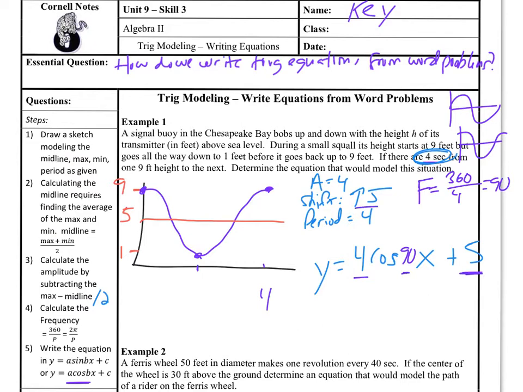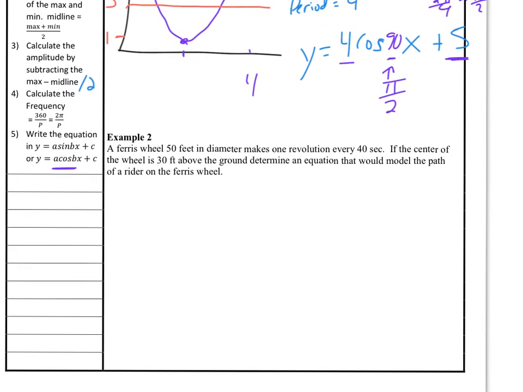Now, if they wanted it in radians, instead of doing 360 over 4, you would just do 2 pi over 4, which would be pi over 2. So you'd write the exact same thing, but in radians, you'd put that in place. So you'd put pi over 2 in place of the 90, and you'd have the exact same equation, but in radians. Remember, radians are just another way of writing units. Okay, I like feet, inches, meters, just different ways of measuring.